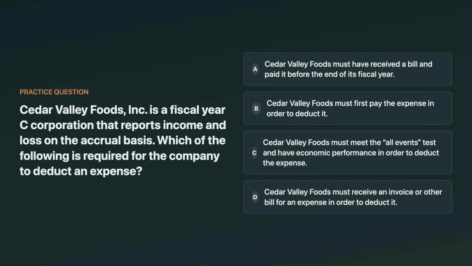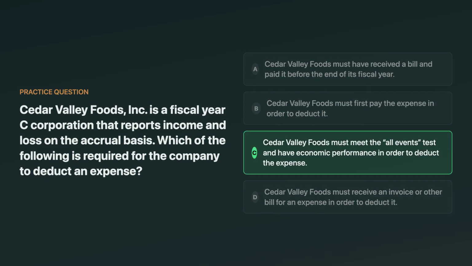Cedar Valley Foods is a fiscal year C corporation using the accrual method. What is required for the company to deduct an expense? The options mention paying before year-end, paying first, receiving an invoice, or meeting the all events test and economic performance. Focus on what accrual accounting requires for deductions. Think about it.